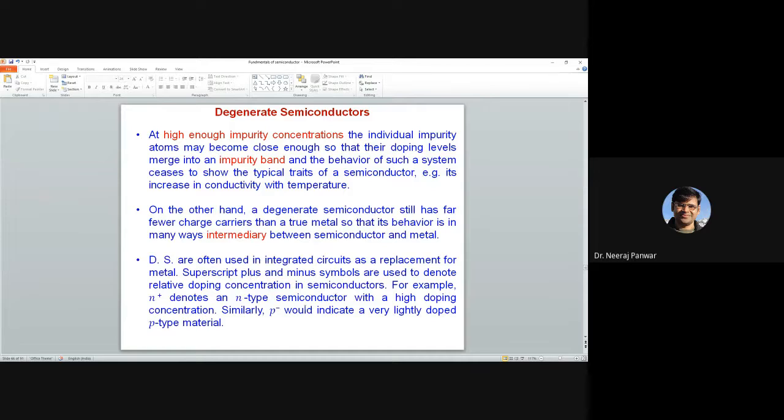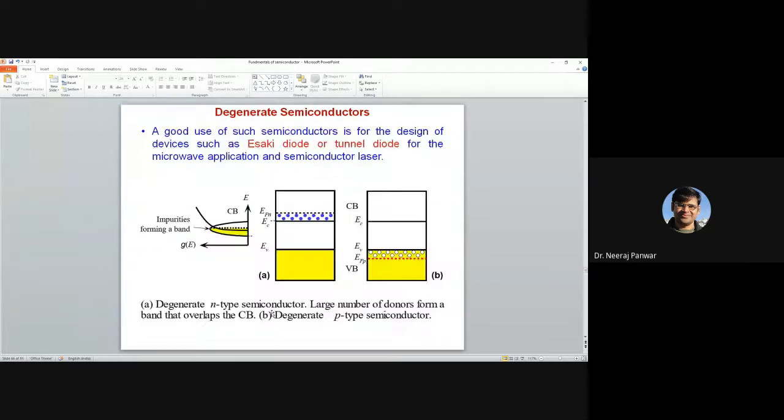If we have a degenerate semiconductor, we denote it by a plus sign in the superscript. If it is an n-type degenerate semiconductor, you will find a plus sign here. By looking at this symbol, you will identify that it is an n-type degenerate semiconductor. If it is a non-degenerate semiconductor, there will either not be any superscript or you will find a minus sign. That means it is lightly doped, p minus.